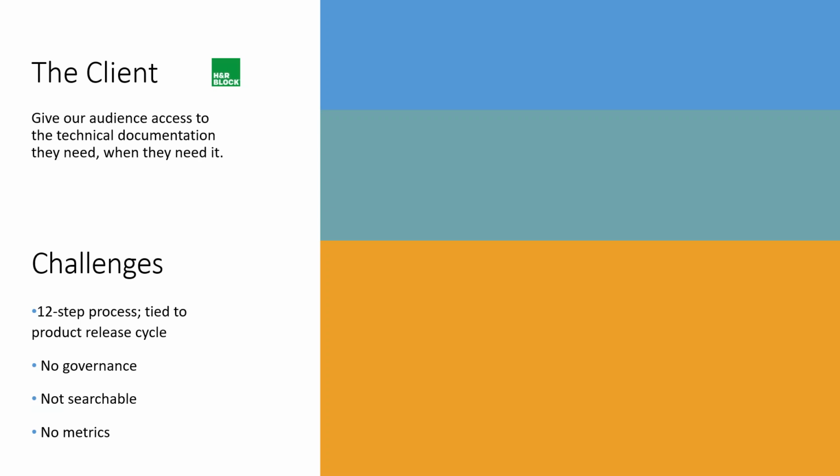There was no governance in place, so there was no way for us to monitor existing content and make sure that it was being kept relevant on a yearly basis. Our documentation wasn't searchable, which made it difficult for users to find what they were looking for. And there were very few metrics available to report on how users were engaging with that documentation, meaning that our team had little to no recourse to figure out what was working and what needed to change.